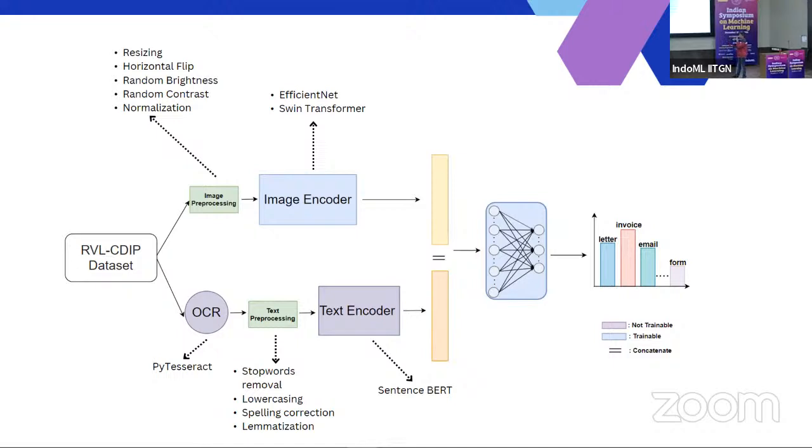Coming to the textual branch, we extract the text using PyTesseract. Then text pre-processing has mainly 4 steps: stop word removal, symbol removal, lower casing, and lemmatization. When I observed the extracted text, there were many samples with spelling mistakes. So I used the existing Python library autocorrect to perform spelling correction. And I used a pre-trained sentence transformer to convert the pre-processed text to text embeddings.